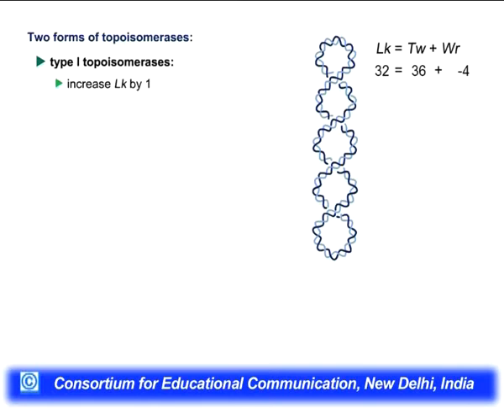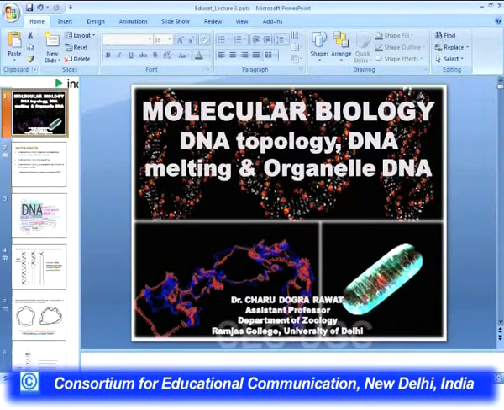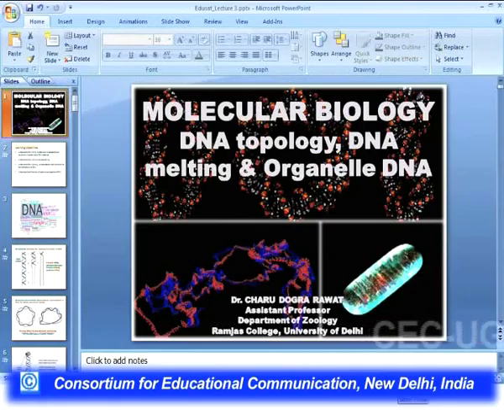Right handed helix, right interwound helix, so it is a -4. This is the twist number which is there. Now, what a type 1 topoisomerase does is that it introduces an extra twist. So, when it introduces an extra twist, the linking number increases to 33. If you look, the writhe remains the same at -4, but the linking number increases.